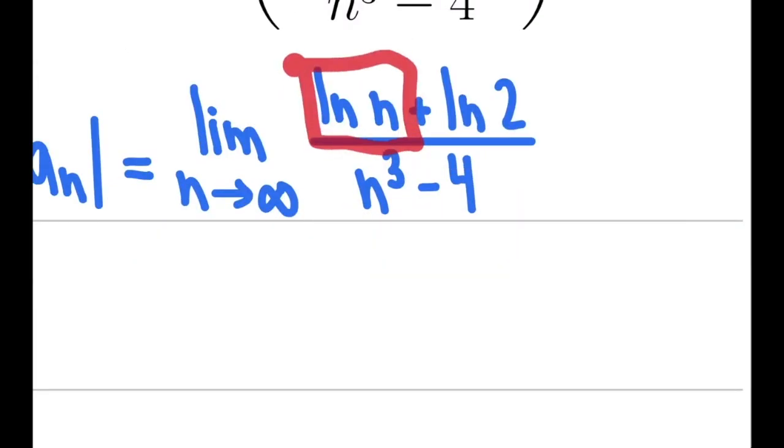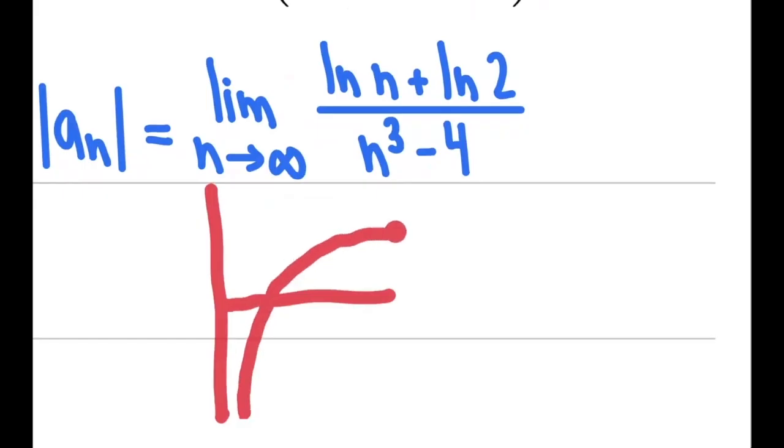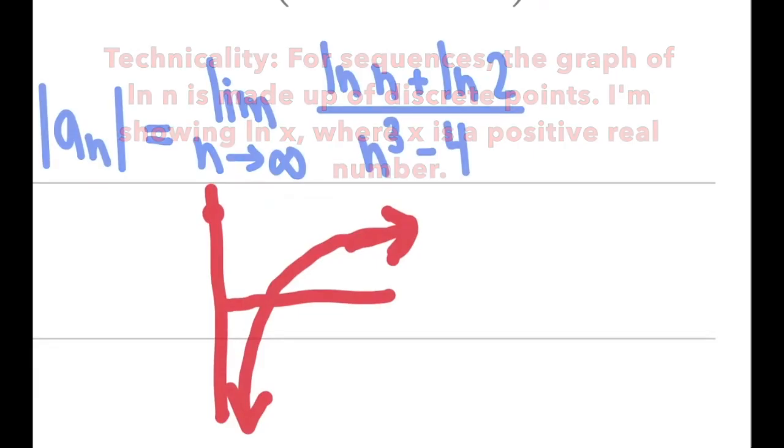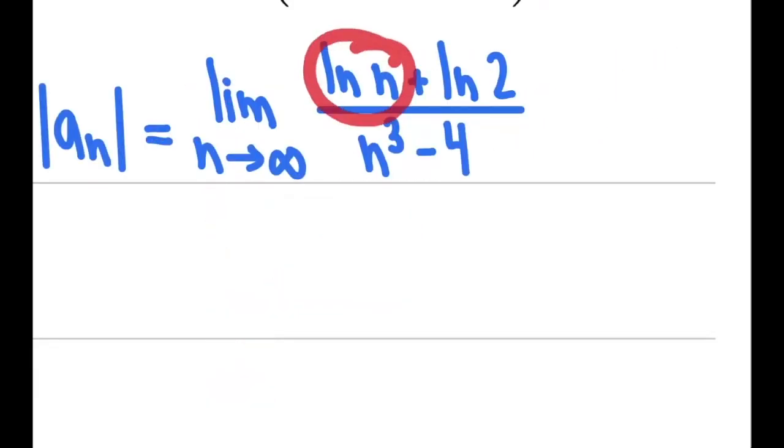Let's look at what happens when n approaches infinity. So natural log of n, what happens to natural log of n as n approaches infinity? The graph looks like this, right? It approaches infinity. So this keeps increasing. It doesn't cap off. So as n approaches infinity, natural log of n is going to go to infinity. And n cubed, that's also going to go to infinity. So we have this infinity over infinity situation.